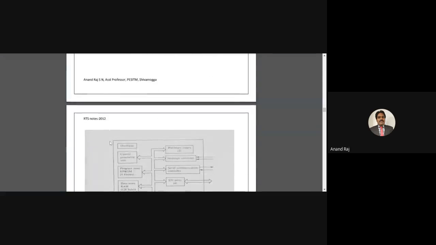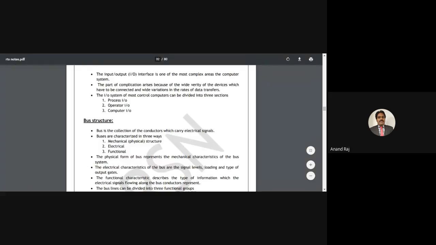This is about your general purpose computers. In the next class, we'll be dealing with single chip microcomputers and microcontrollers. Okay, if there are any doubts, you can unmute and speak, or else we'll wind up.